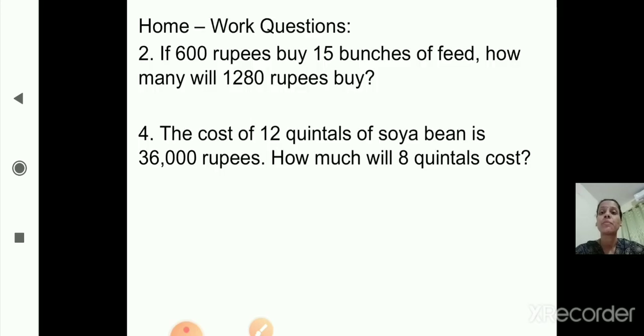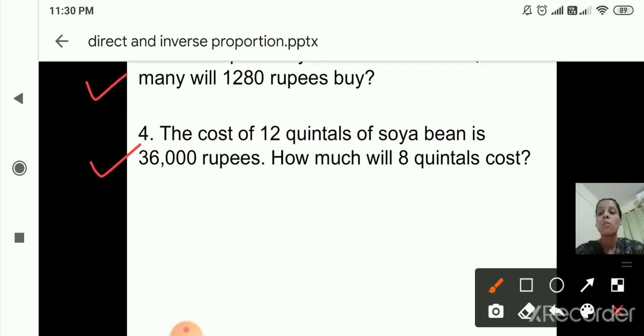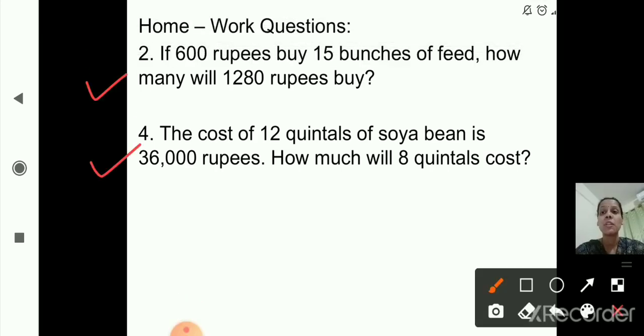Now these two sums are for homework. Write down these sums. Second one and fourth one, these two sums are for homework. So we have completed first, third and fifth one from practice set 37, right? Question number 2 and question number 4, you have to do the same method. Okay, so these two sums you will solve on your own in your maths notebook. I hope you have written the questions. Okay, it's there in your textbook also, second and fourth one.